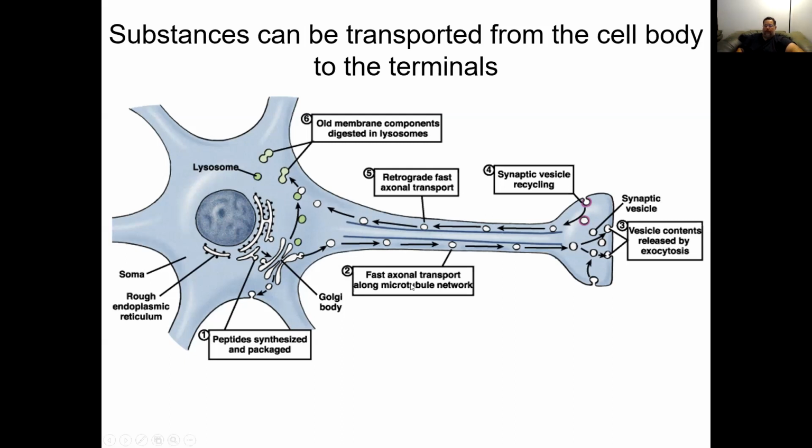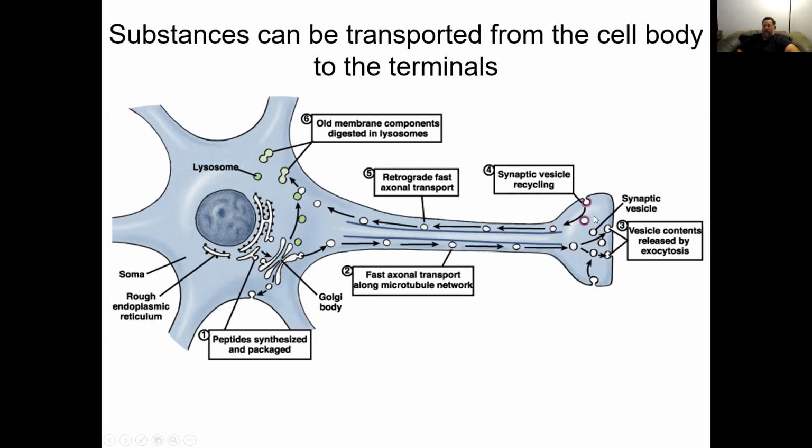When the vesicle reaches the axon terminal, which is the end of the axon, the vesicle can then be released and the neurotransmitters can go into the synaptic cleft. And then remember what the neurotransmitters can do? They can trigger the muscle to contract. So this is how the neurotransmitters are made and travel down the axon. We call that fast axonal transport.